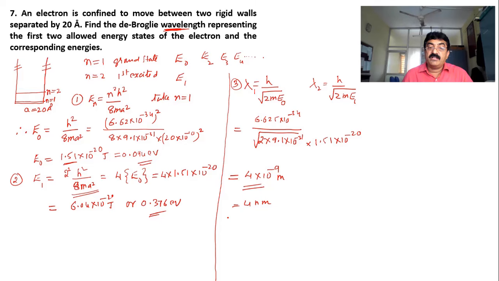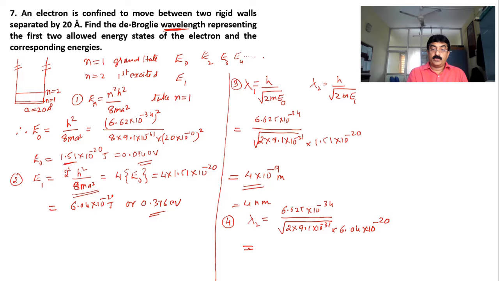Let me try the wavelength for the next state, that is excited state. You have to get half of this value, that means 2 you have to get. Let us check. Lambda 2 is equal to 6.625 into 10 to the power of minus 34, that is h value, divided by root of 2 into 9.1 into 10 power minus 31 into E1. It is not 1.51, but it is 6.04 into 10 to the power of minus 20.